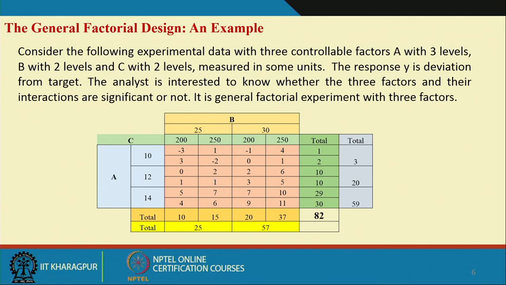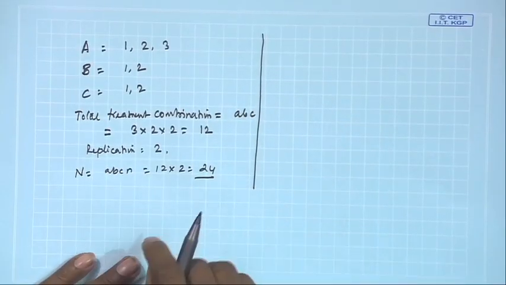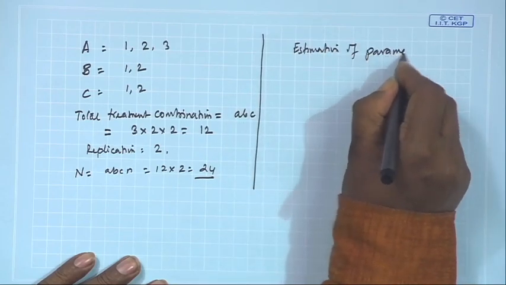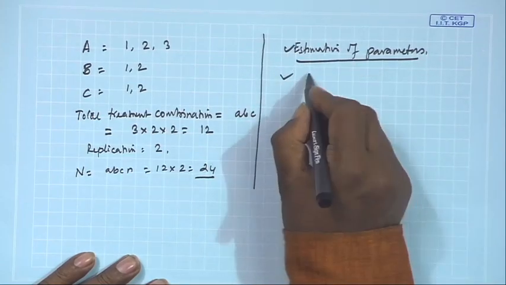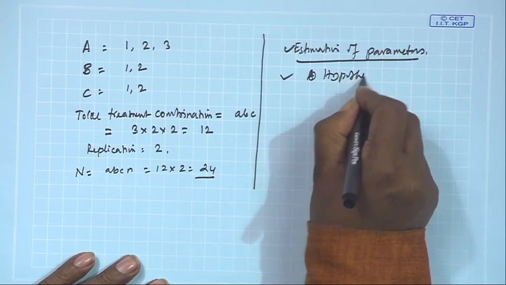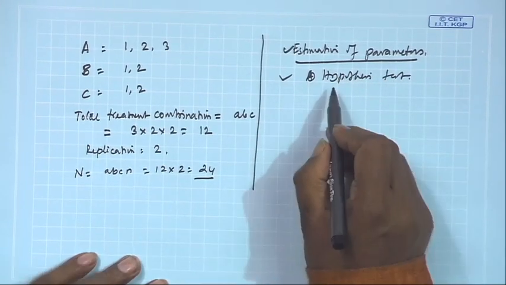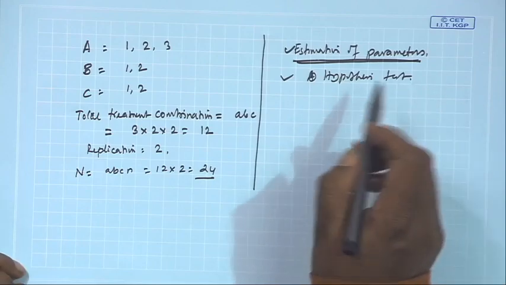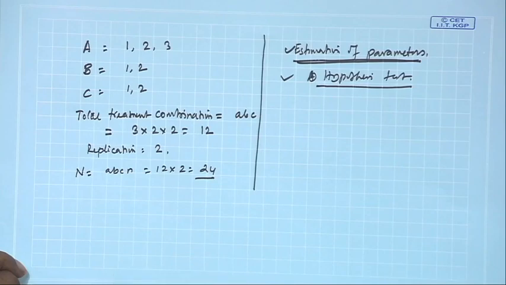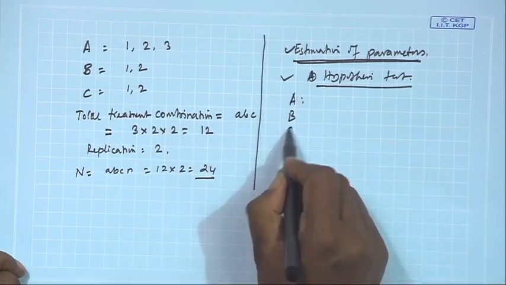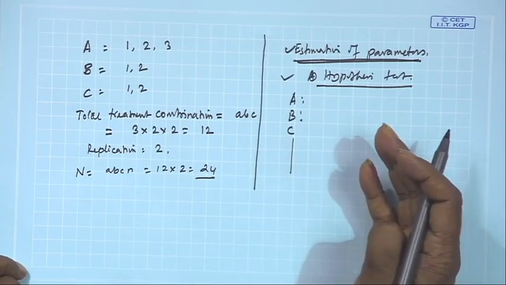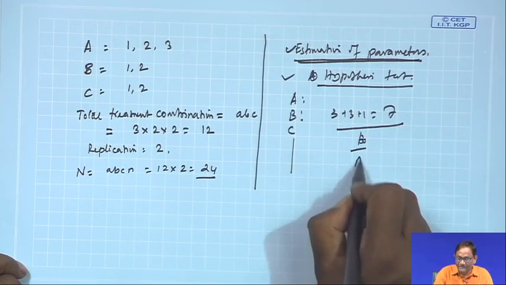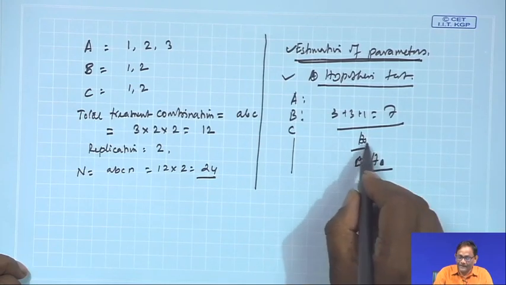So, what we want basically, our job will be twofold. One is estimation of parameters, and the second one is hypothesis testing. Estimation of parameters I have discussed earlier, and in the same manner it will be computed. For the hypothesis test, there will be a hypothesis related to each effect: A, B, C, AB, AC, BC, ABC, that is 3 plus 3 plus 1, 7 hypotheses, with H0 and the alternate hypothesis H1.